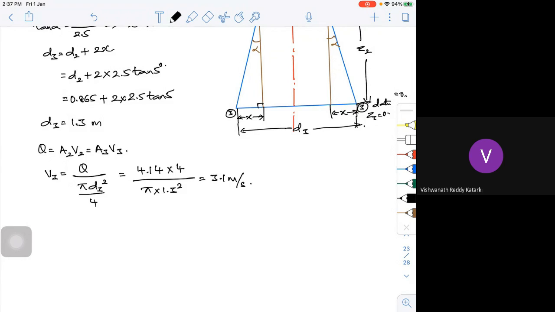In the previous case, V2 was equal to V3. But here if you look at it, V3 is getting reduced. We calculated V2 as 7.1 meters per second. Hope we remember, we calculated it as 7.1 meters per second from the VF. So now that value is getting reduced to 3.1 meters per second.